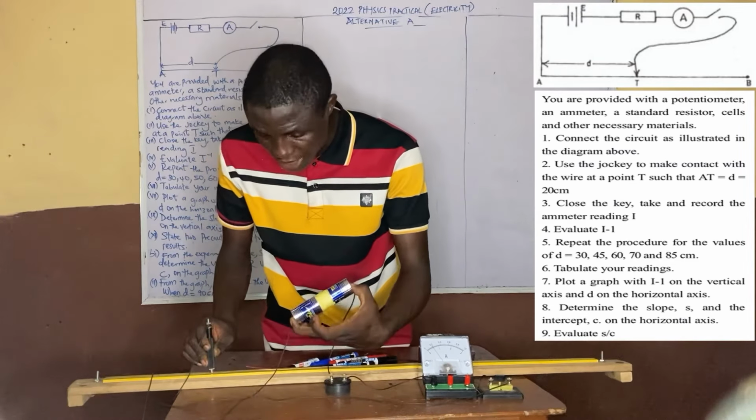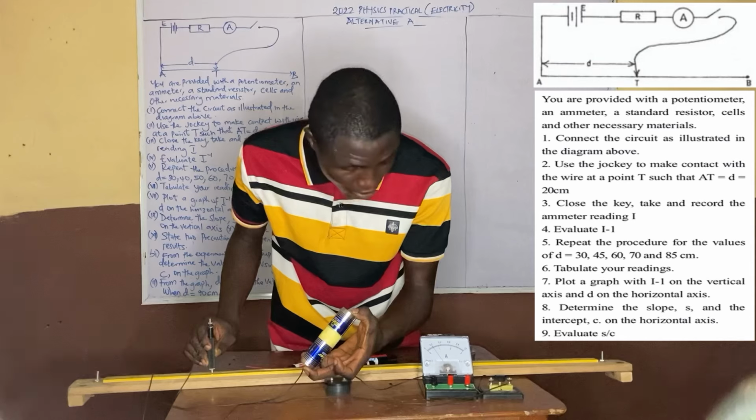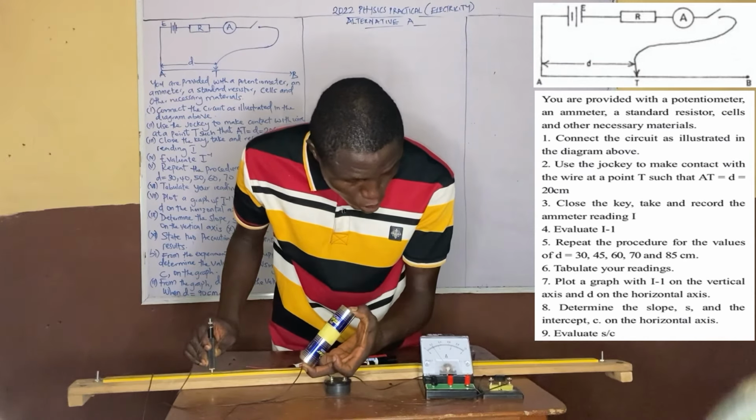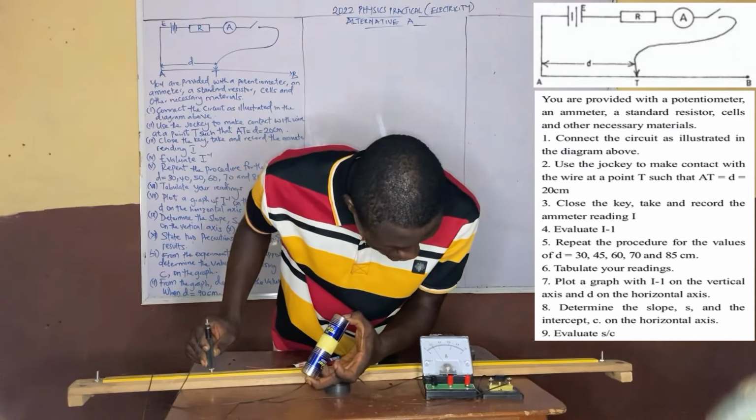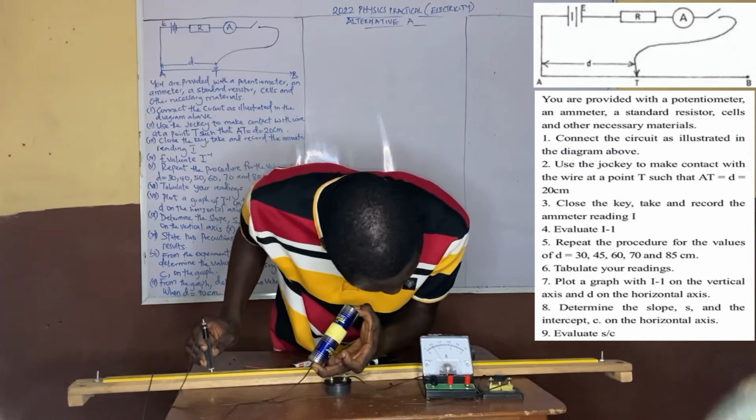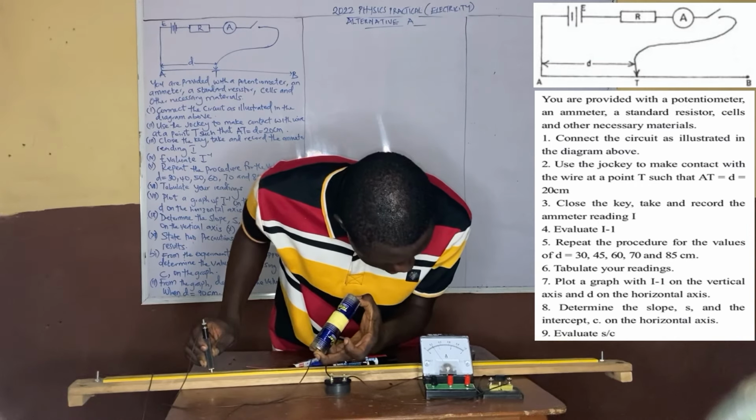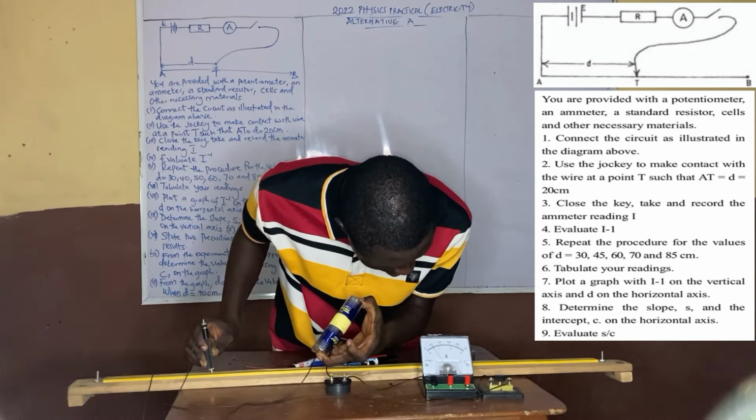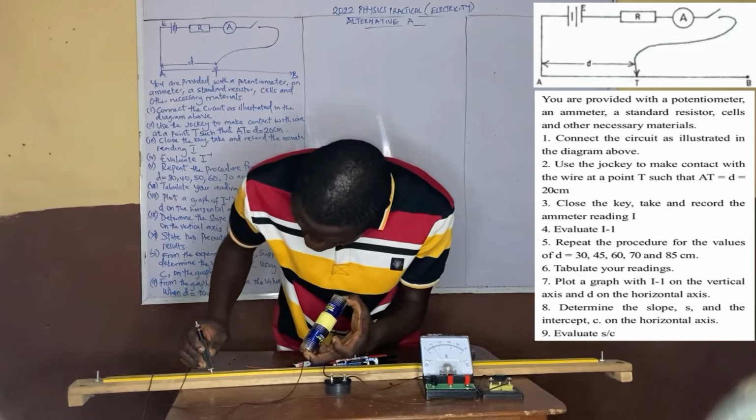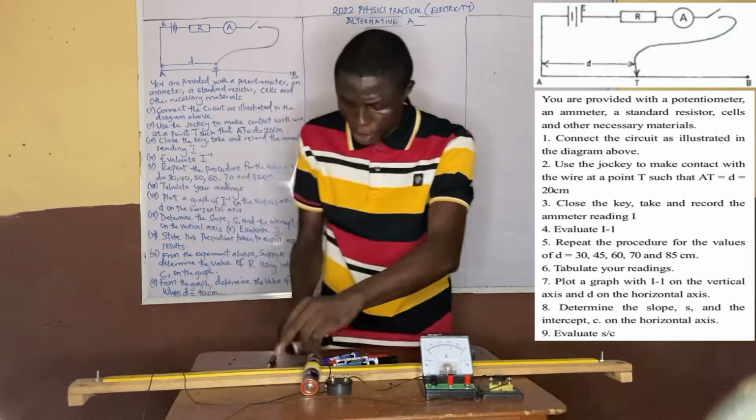Now, when you connect this one to the positive end, know that this one is going to the positive end, the other one to the negative end. We are using the scale below now. The scale below, that is 0.55 ampere. So that's that about 20: 0.55 ampere.